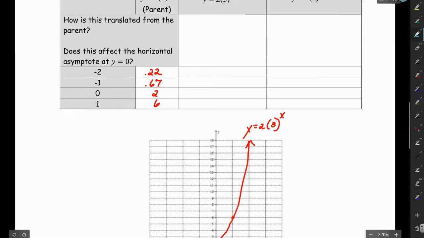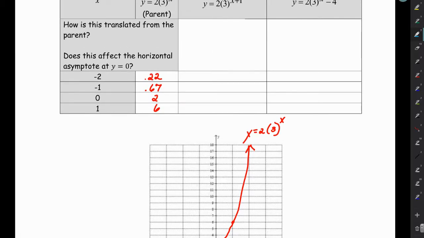All right, now, if you notice with the next graph, we have that +1 with the x. So that +1 with the x means that we're going to move the whole graph left 1. Does this affect the horizontal asymptote at y equals 0? And that would be a no, because we're just moving the whole function left, so we're not moving it up or down, so it doesn't affect the horizontal asymptote.